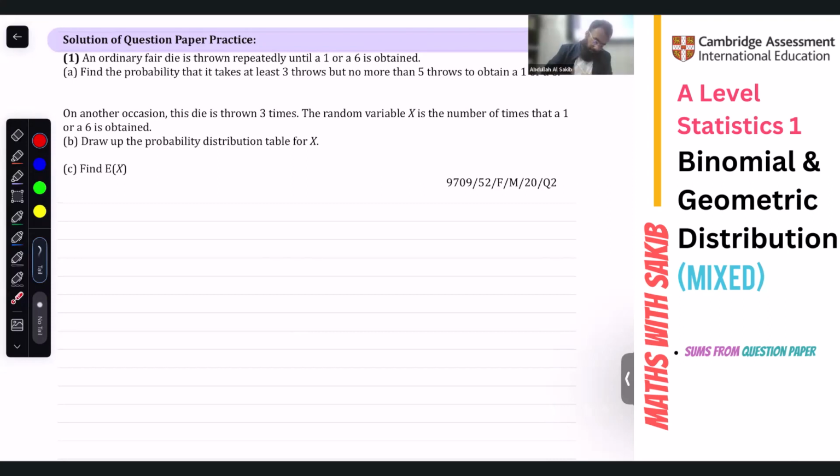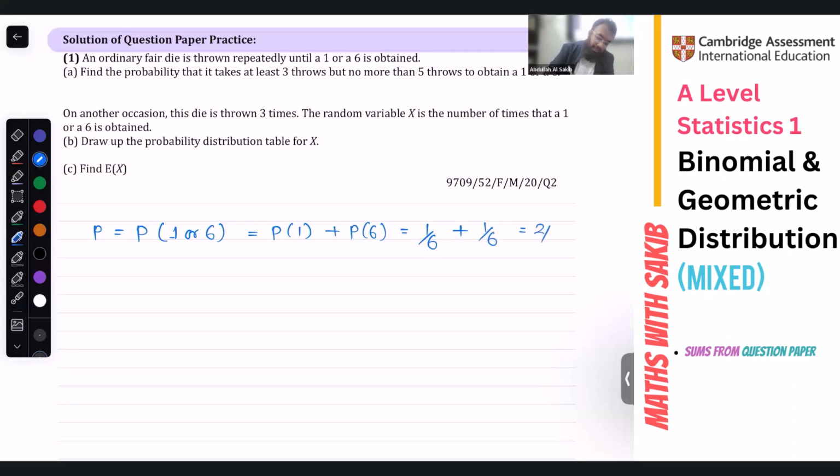Clear? So the probability of success is what? 1 or 6. That means probability of 1 or probability of 6. What is the probability of getting 1? 1 by 6. What is the probability of getting 6? 1 by 6. That is 2 by 6. Clear? So what is the probability of failure? 4 by 6. Clear?